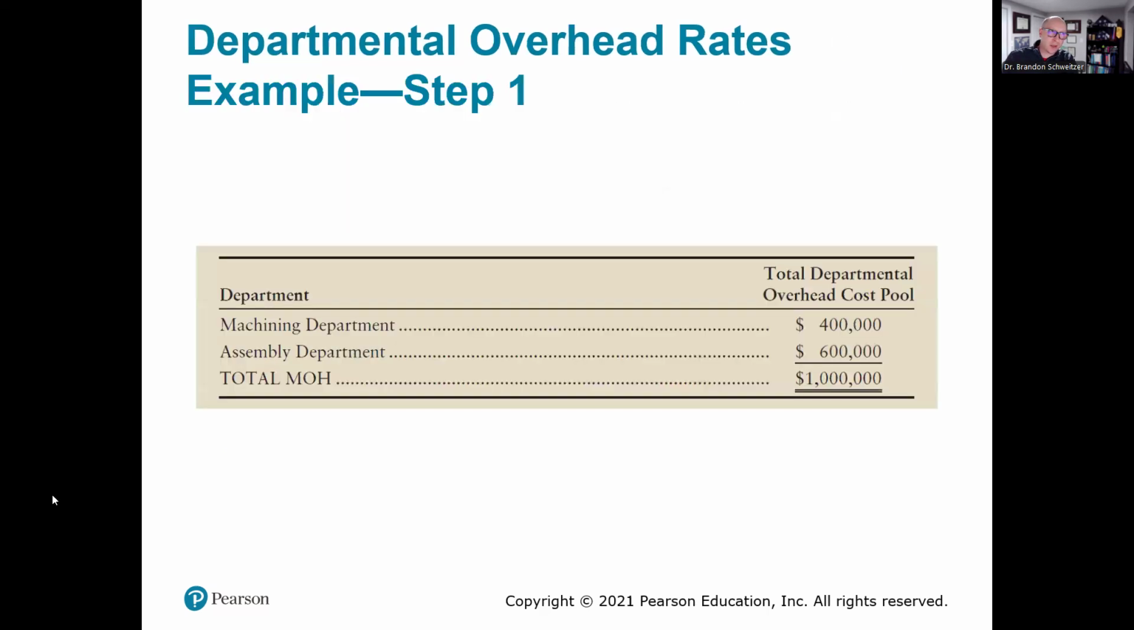So let's walk through the example together. Here we have the first step, which is to separate the estimated overhead out for each department. As we had mentioned, the estimated total is 1 million, and so we're going to separate that out to each department. We're going to estimate that the machining department is 400,000 and that the assembly department is 600,000. So that helps us complete step one.